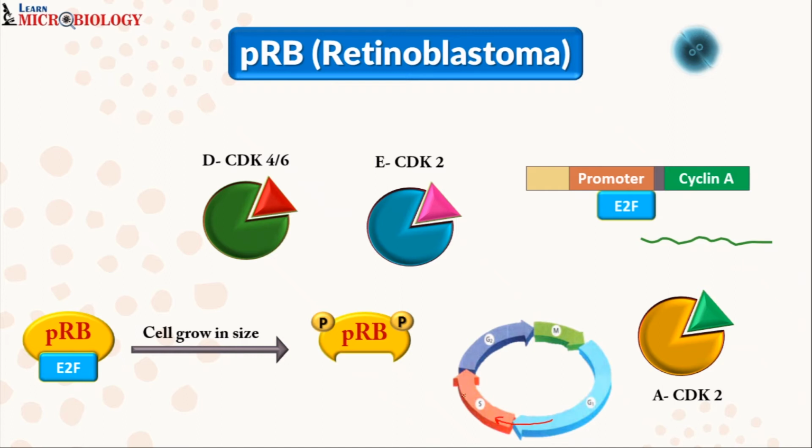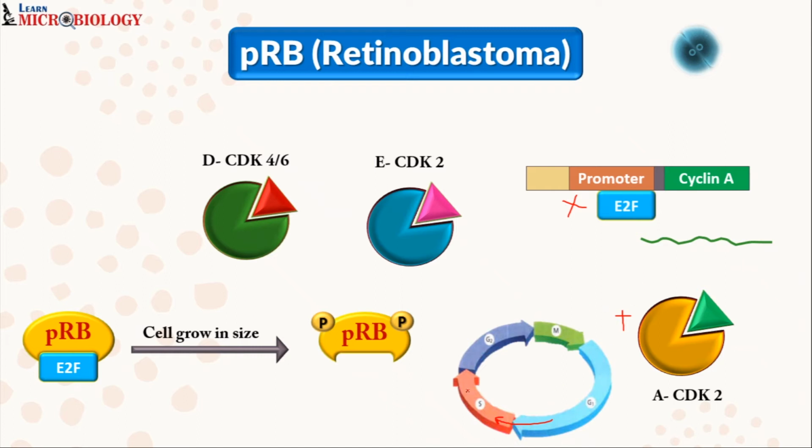Students, I hope you understood the function of pRB. This is a very important topic concerning entrance exams. Let's revise once again. pRB holds your E2F together, and that will not allow your transcription factor E2F to bind to the promoter and transcribe the cyclin A gene. If so, the cell will not proceed to the S phase.